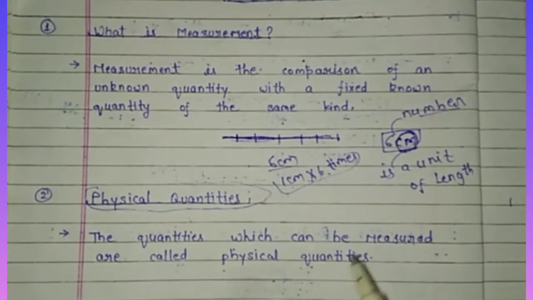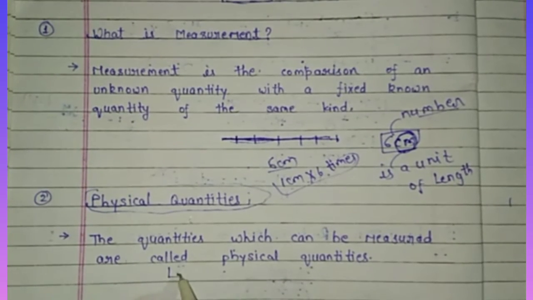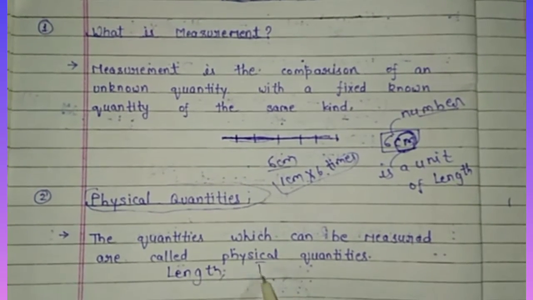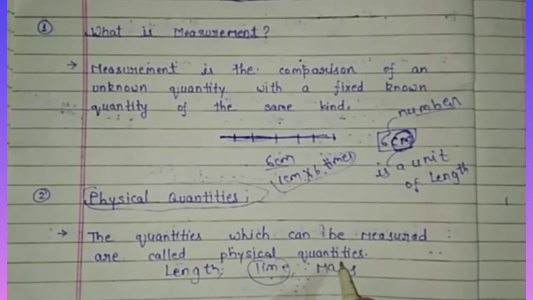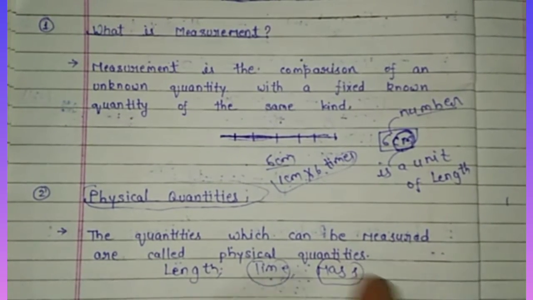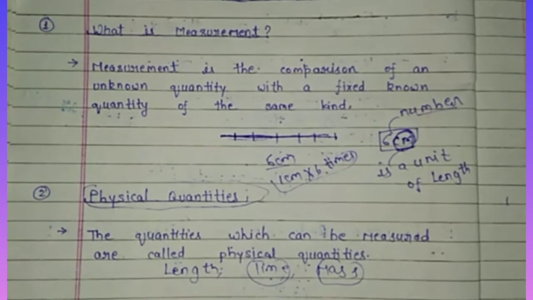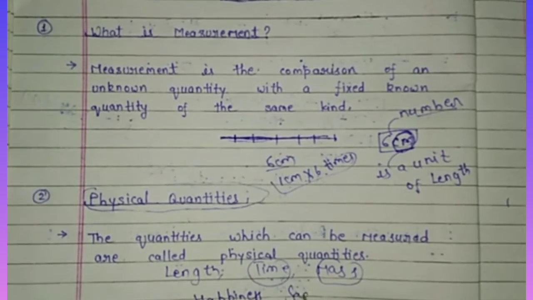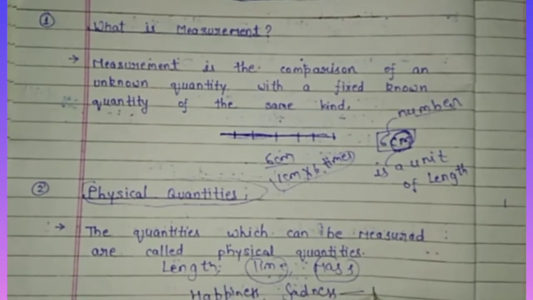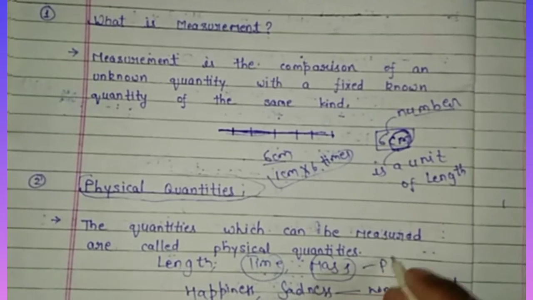The quantities which can be measured are called physical quantities. Now, for example, length, time, mass. We can measure time, we can measure mass in kg, we can measure mass in gram also. The quantities which can be measured are called physical quantities, and the quantities which can't be measured, such as happiness, sadness, are non-physical quantities. Okay, we can't measure non-physical quantities.